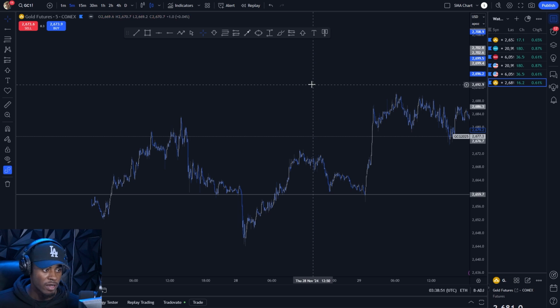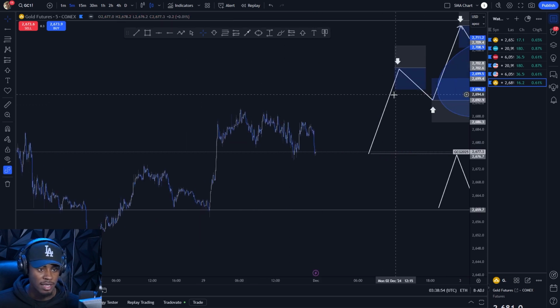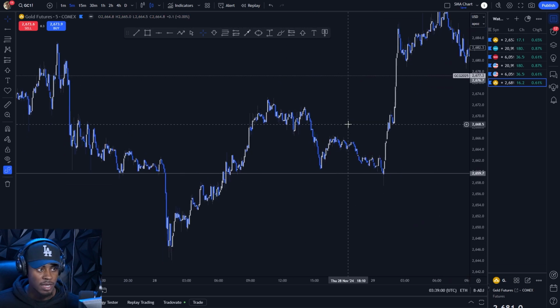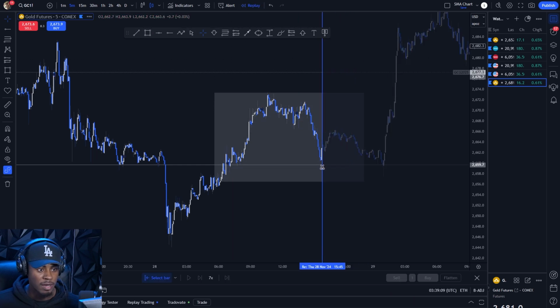Let's just try to find an area where price replicates this concept. So right here, boom. If we take this piece of price action, let's get the replay button and come to around this area.